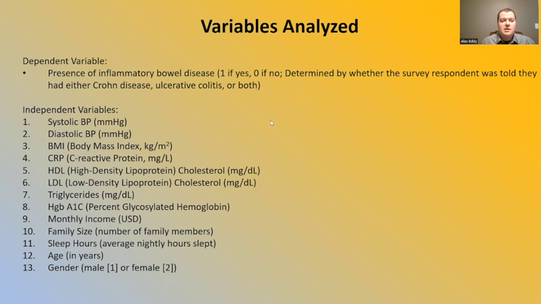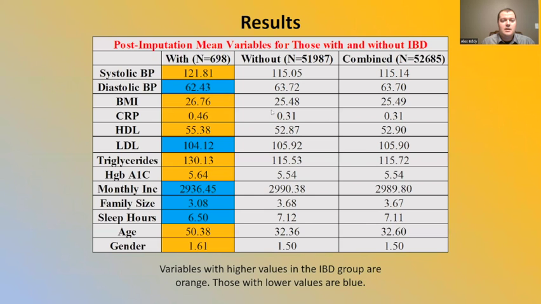So the dependent variable for our study was the presence or absence of inflammatory bowel disease, and that was determined by whether the survey respondent was told they had it by a physician. Independent variables are variables thought to have a bearing on bowel health, so systolic and diastolic blood pressure, BMI, C-reactive protein, good and bad cholesterol, triglycerides, A1C, monthly income, family size, sleep hours, age, and gender.